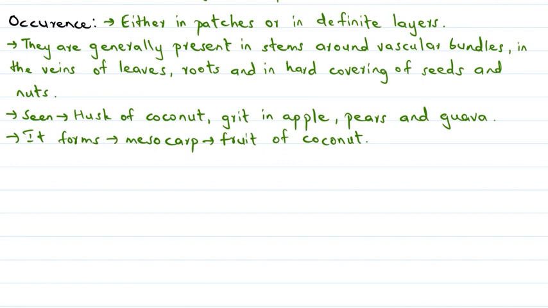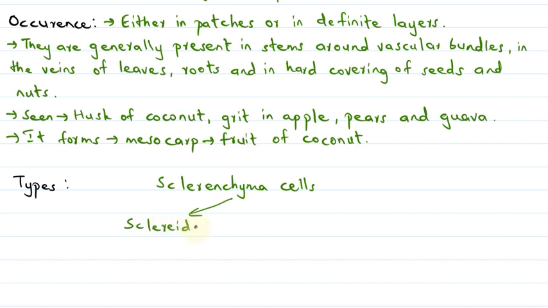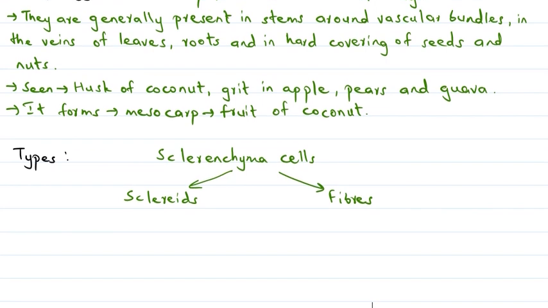Now let's discuss the types of sclerenchyma cells. Based on the structure, these cells are divided into two types. One is called the sclerids, and the other type of cells is the fibers. These are two types of sclerenchyma cells, and this division is based on their structure.